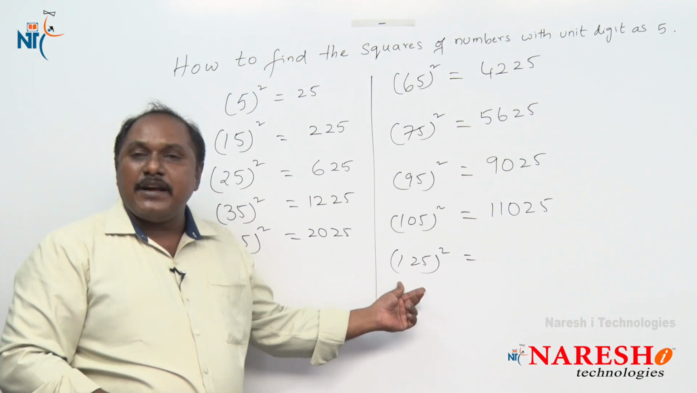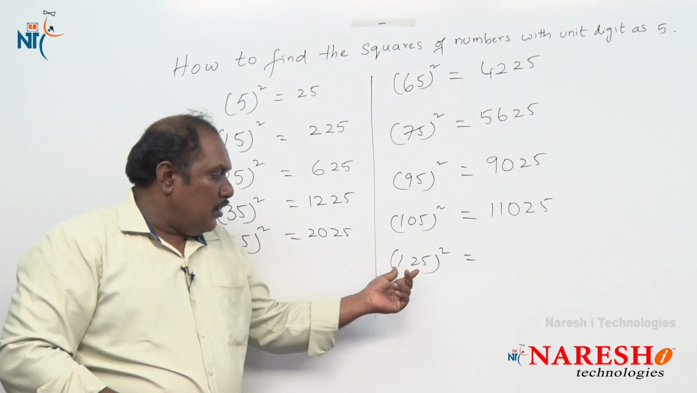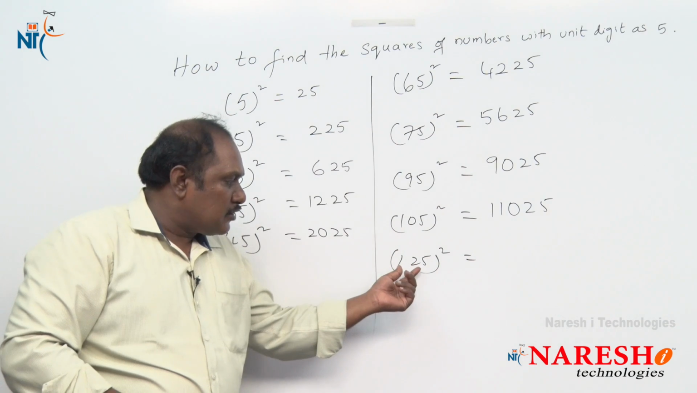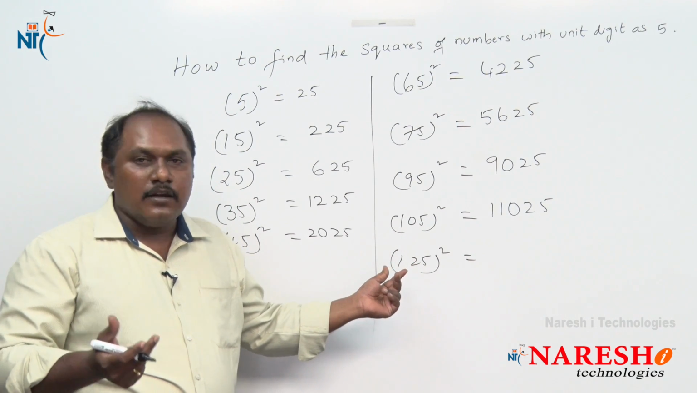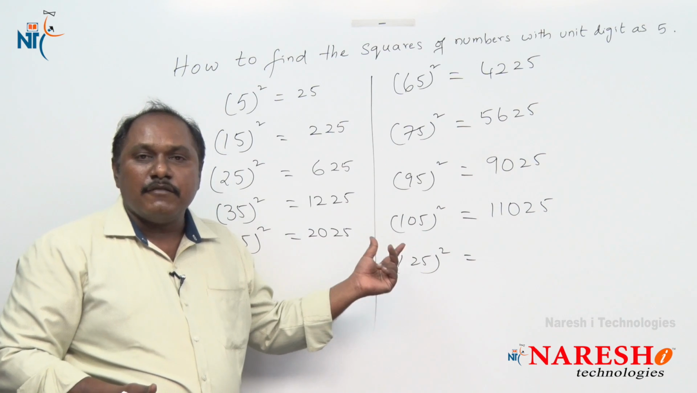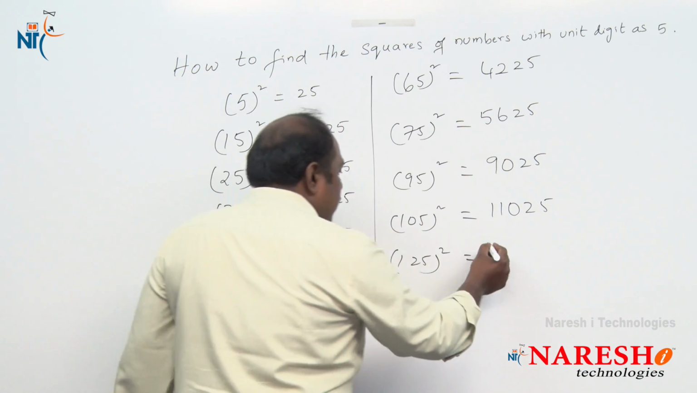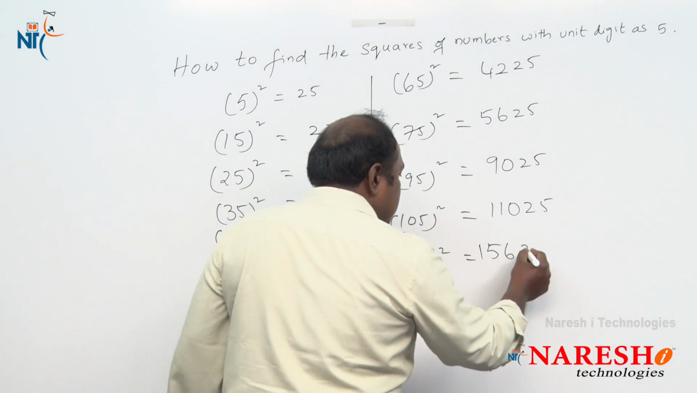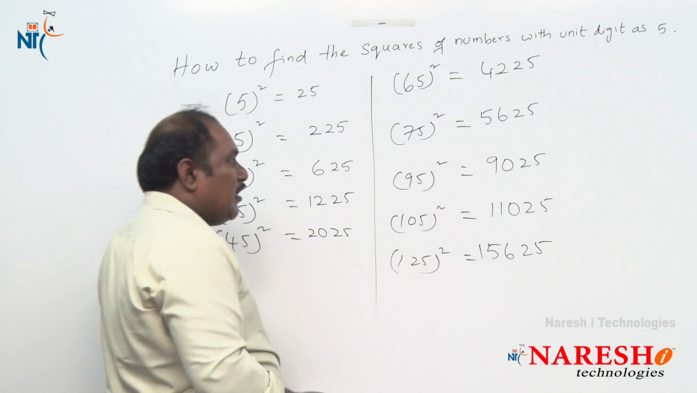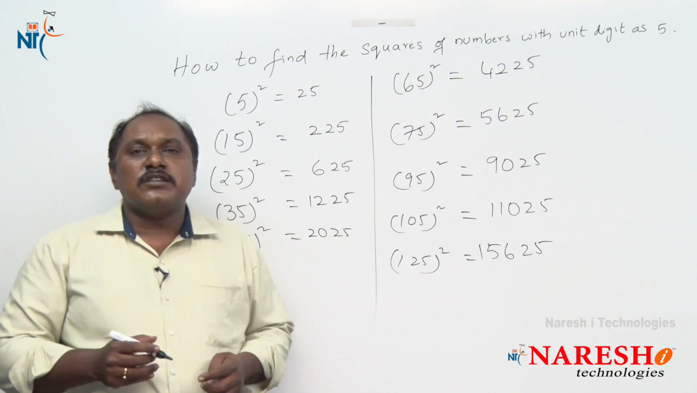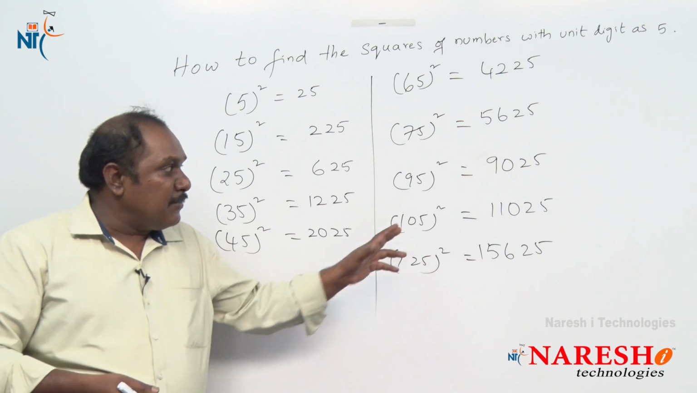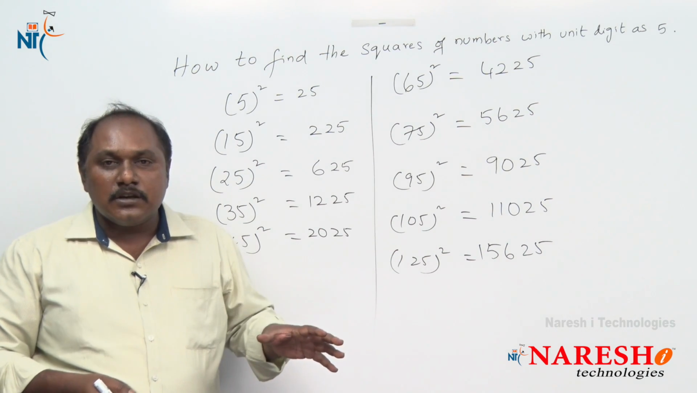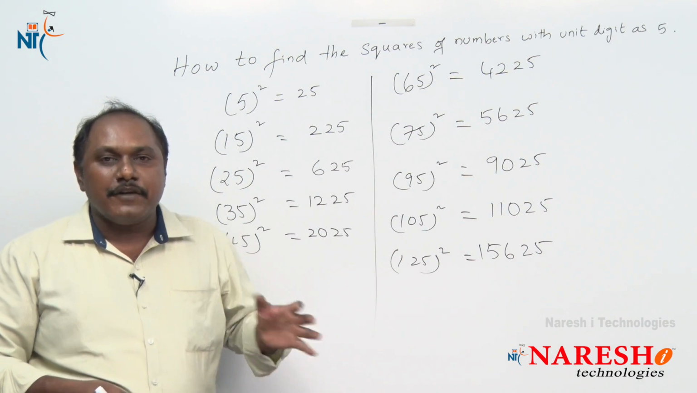Now 125 square, 12 into the next number of 12. 12 into 13. Now 12 into 13 is 156. So 15625. So this is a method to find out the squares of the numbers whose unit digit is 5.